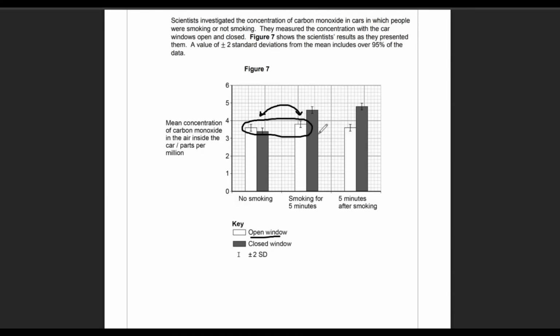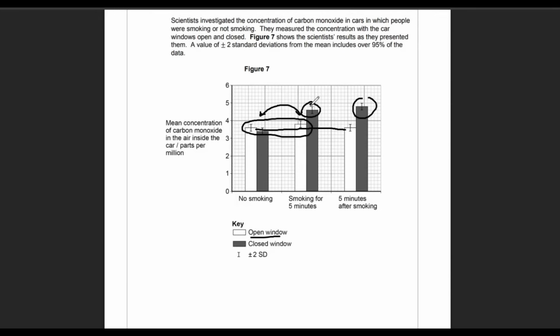Very, very similar. Now we can see here that 5 minutes after smoking inside the car, when the window's open, the carbon monoxide levels are exactly the same as, yeah, there's no significant difference. Again, they're actually exactly the same as when not smoking with the window open. But what we can conclude is that smoking with the window closed, even for just 5 minutes, there is a significant difference in the amount of carbon monoxide inside the car. So, yes, this would be more dangerous to young people.